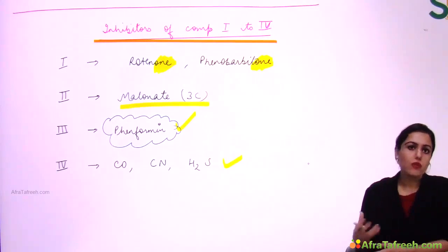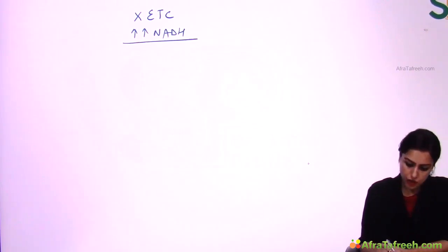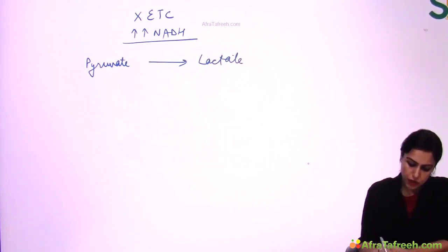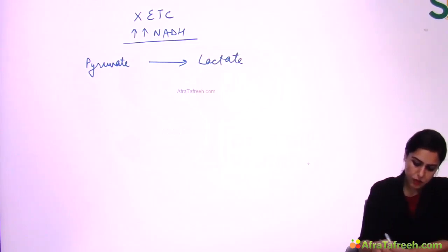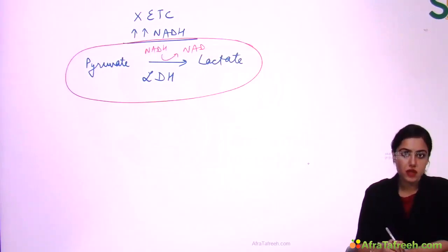When this was used in the market for diabetic patients, it was removed from the market because it was causing lactic acidosis in patients. Now let's understand why it was causing lactic acidosis. Phenformin inhibits ETC. When ETC is inhibited, the starting material of ETC, NADH, will accumulate. When NADH accumulates, the reaction of pyruvate to lactate conversion starts occurring, because this reaction is done by the enzyme lactate dehydrogenase, which will convert NADH to NAD. So this reaction will try to use up the excess NADH present in the cells. So whenever NADH increases, lactic acidosis will occur.